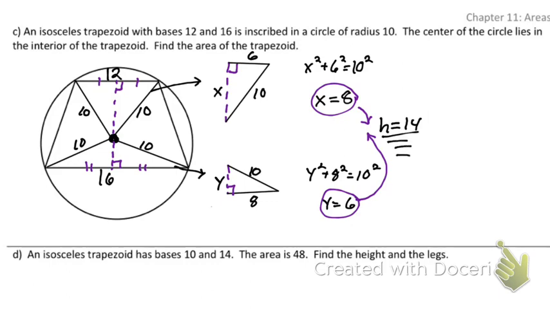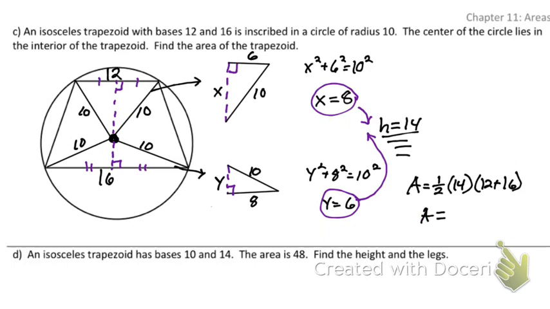That's important because I already have base 1. I have base 2. I got my height now. Now we can do our area. Our area equals 1/2 our height, which is 14, times base 1, which is 12, plus base 2, which is 16. And what is that total area?